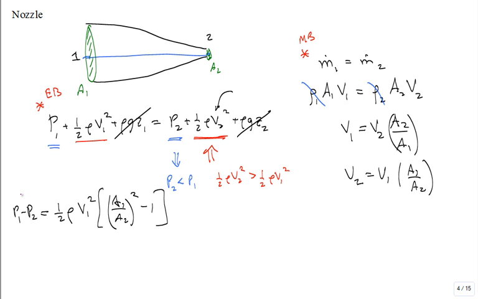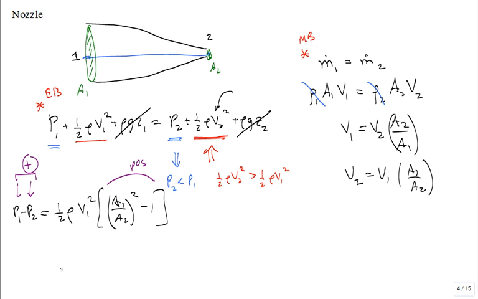Because what about this P1 compared to the P2? Is this a positive entity? P1 minus P2, is that positive on the left-hand side? Yeah. And then what about over here? I have A1 over A2. Which one is larger? A1 is larger. So this whole thing right here is positive. And then I have a positive V1 squared. So I don't have a negative sign that I have to work through in my mind. It's all positive.